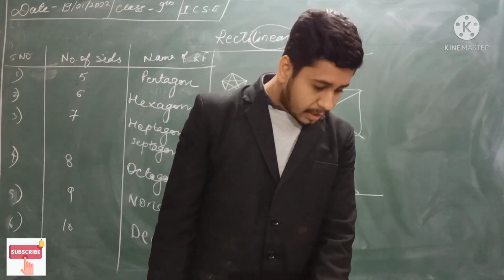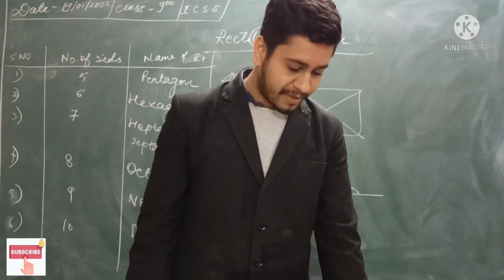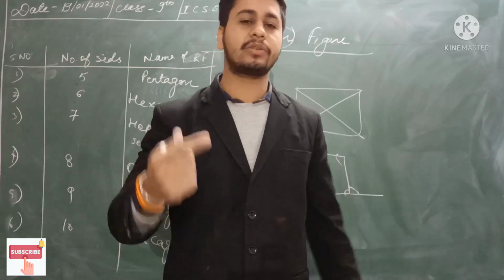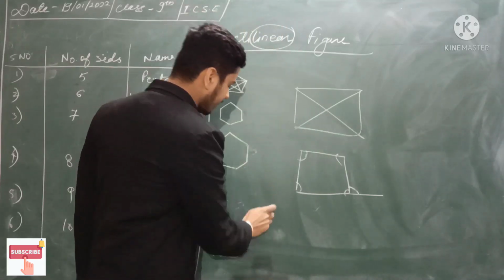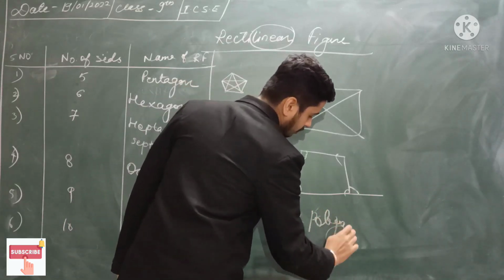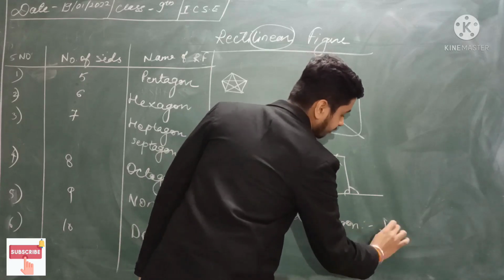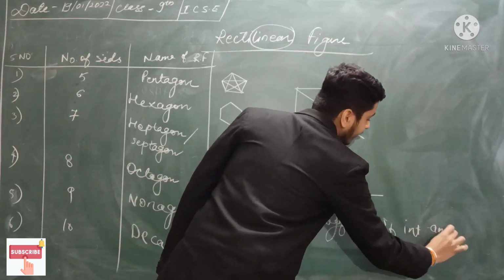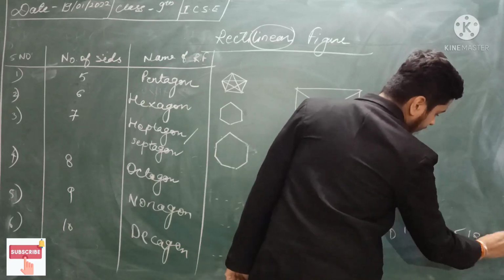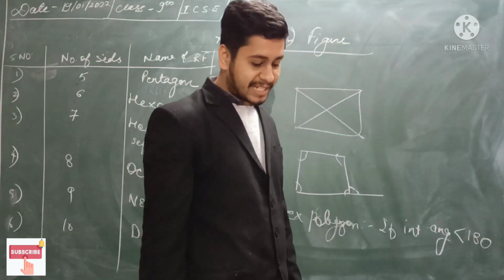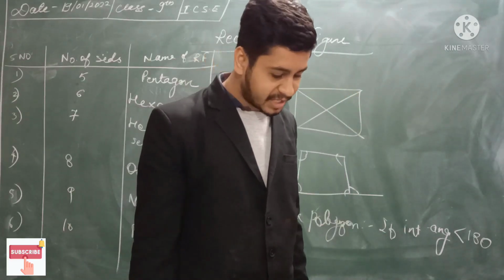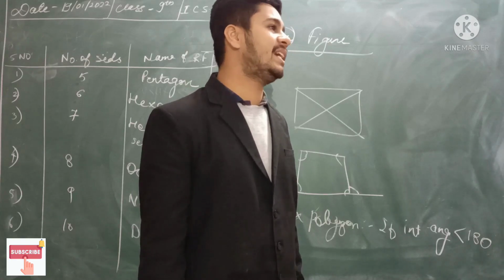Okay, convex polygon. The next is the convex polygon. If all the interior angles of a polygon are less than 180 degrees, then it is called a convex polygon. Write the definition of this also. If the interior angles are less than 180 degrees, then it is called a convex polygon, and a non-convex polygon if it is more than 180 degrees.